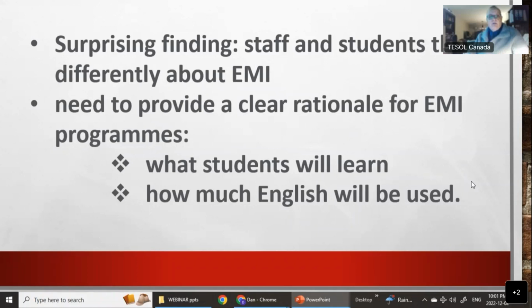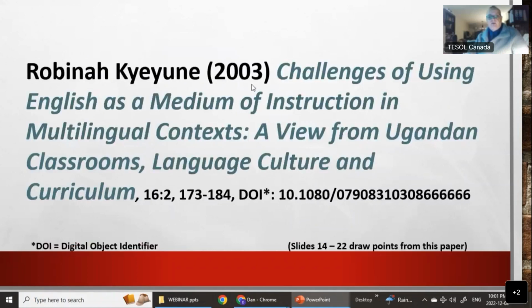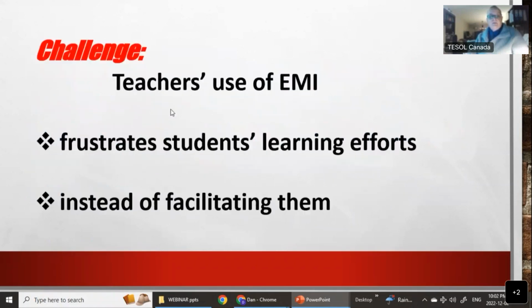Robin Kiyuni in 2003 wrote this article, The Challenges of Using English as a Medium of Instruction in a Multilingual Context. It's a view from Ugandan classrooms: language, culture, and curriculum. The challenge is the teacher's use of EMI. It frustrates students' learning efforts instead of facilitating them.